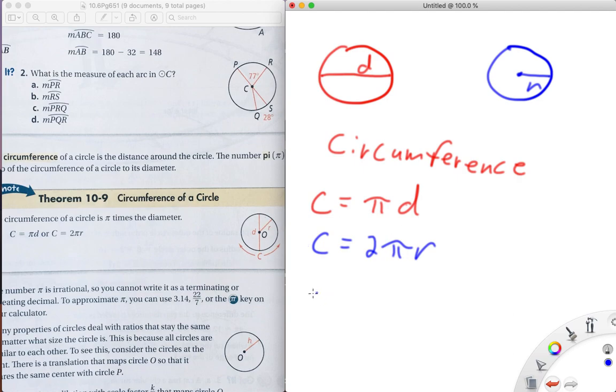The book says you can use the pi symbol, you can use 3.14, and the one that's never hardly used, 22/7. I don't even know why they even tell you to use that silliness.